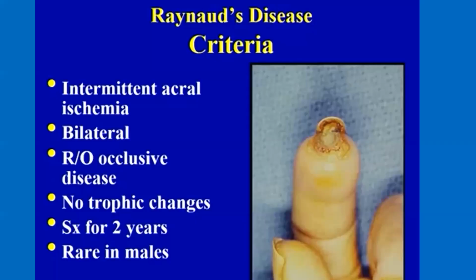And don't forget about Raynaud's disease. It's an ischemia. It is often bilateral. You have to rule out occlusive diseases. There are no trophic changes. Symptoms are usually present for 2 years, and these are more common in females.